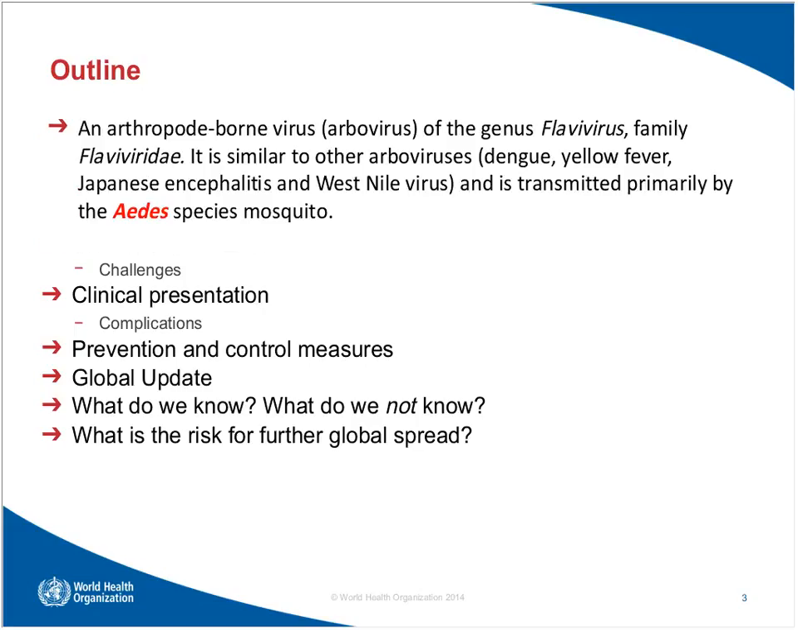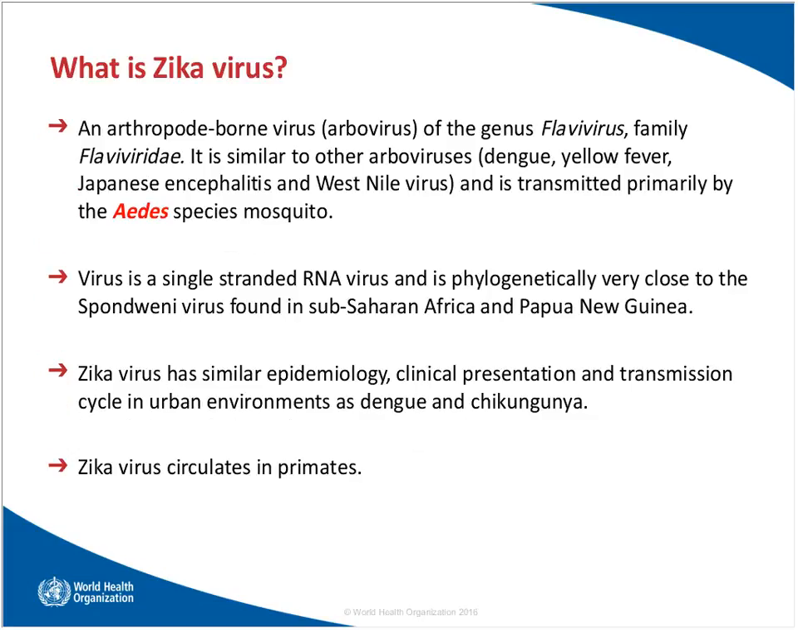So, what is Zika virus? It's an arthropod-borne virus, or arbovirus, of the genus Flavivirus of the family Flaviviridae. It is similar to other arboviruses such as yellow fever, Japanese encephalitis, West Nile, and dengue, and it's transmitted primarily by the Aedes species mosquito. It's an RNA virus, and it's phylogenetically very close to the Spondweni virus, which is in sub-Saharan Africa and Papua New Guinea. Zika virus has similar epidemiology, clinical presentation and transmission cycle in urban environments as dengue and chikungunya, and it circulates in primates.